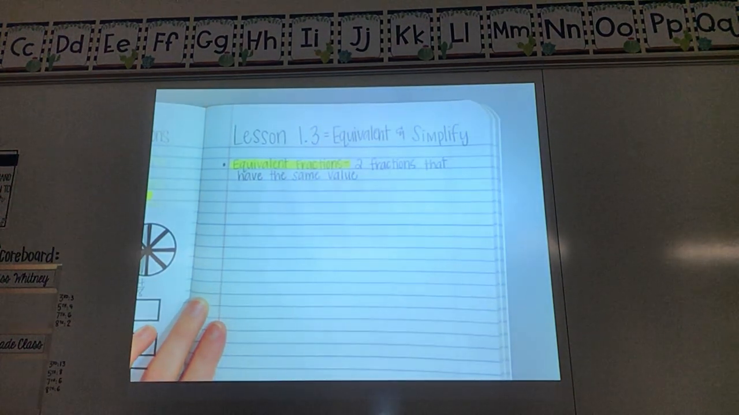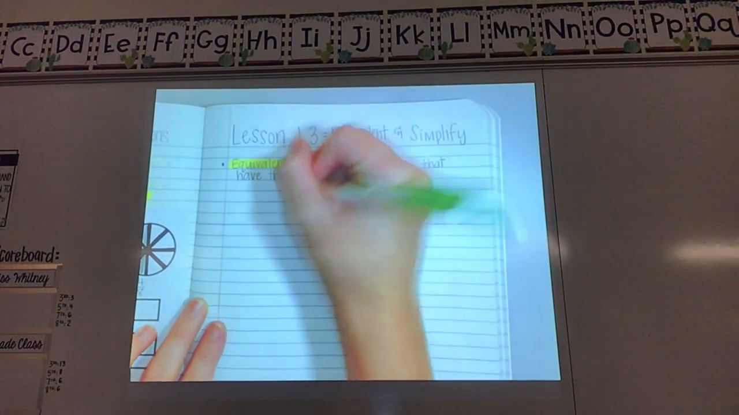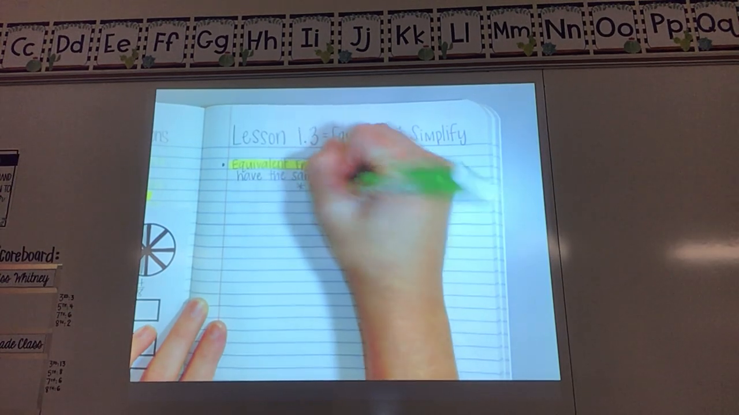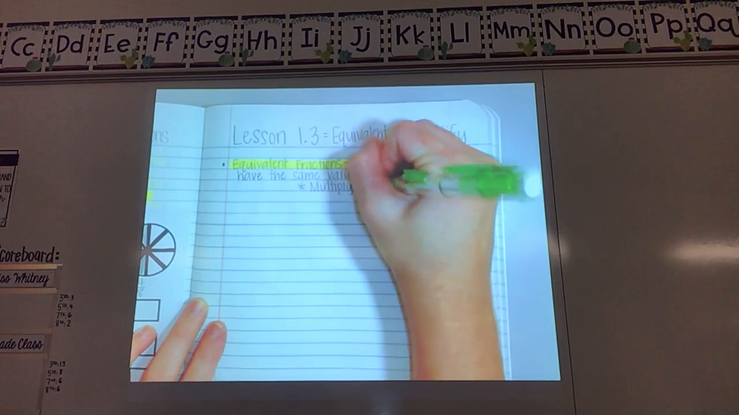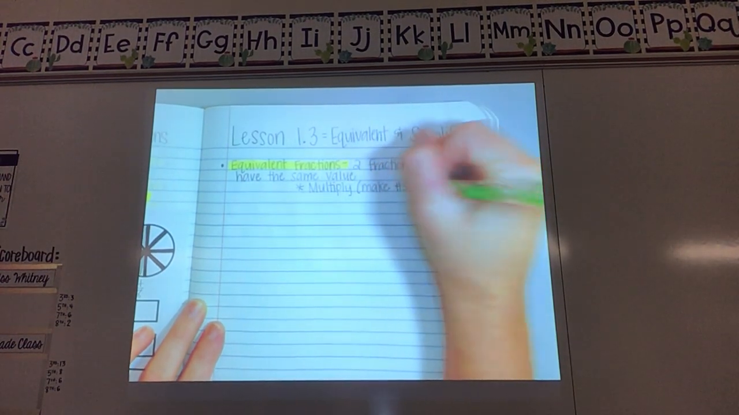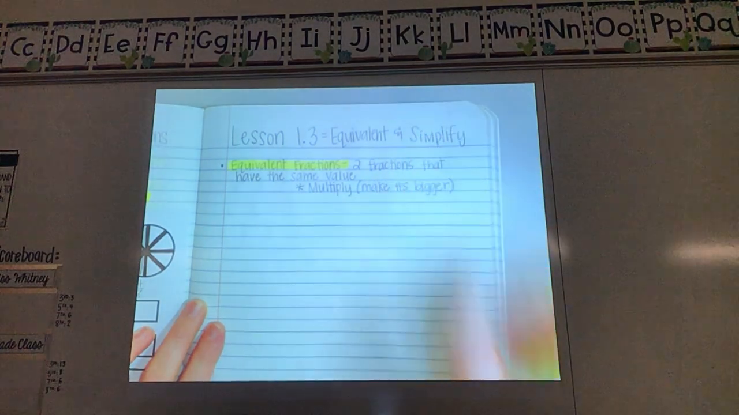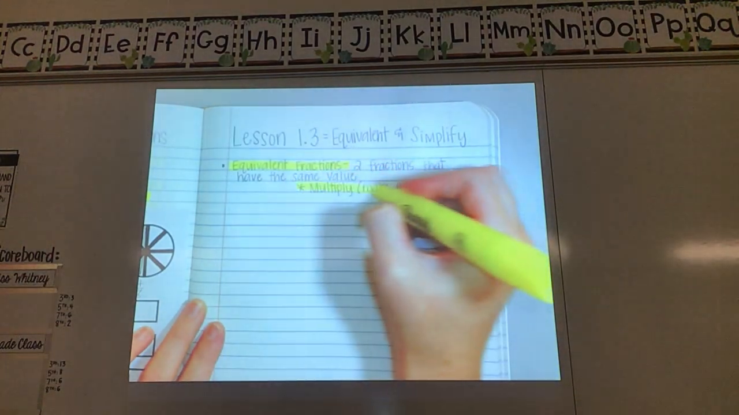They might have different numbers in there, or the slices might be different sizes, but that's okay because they still represent the same amount. And remember, to find an equivalent fraction, we multiply. And that is going to make our numbers bigger. Equivalent fractions, we're making each of those numbers on the fraction bigger by multiplying them.